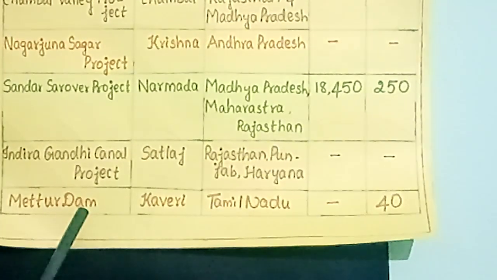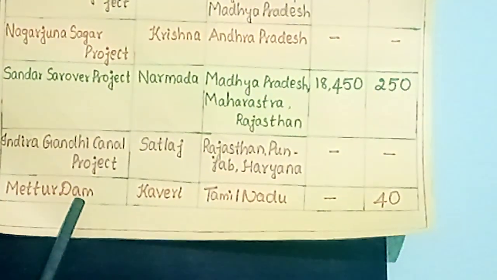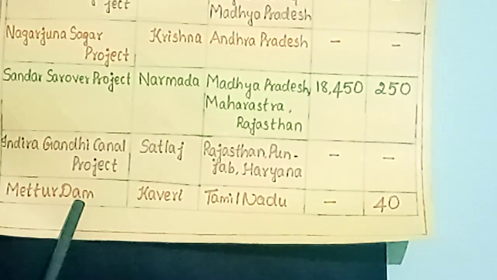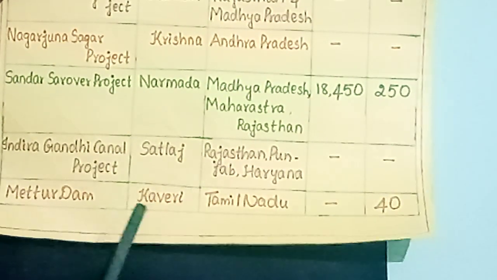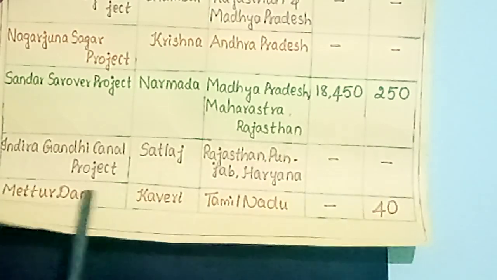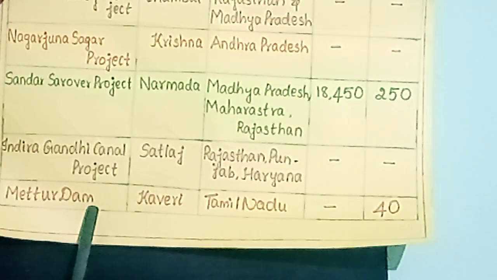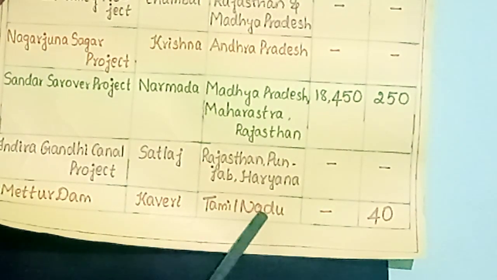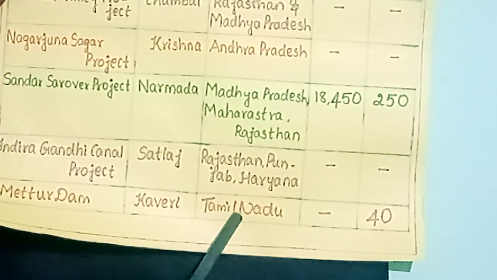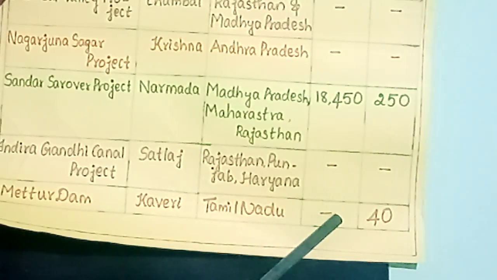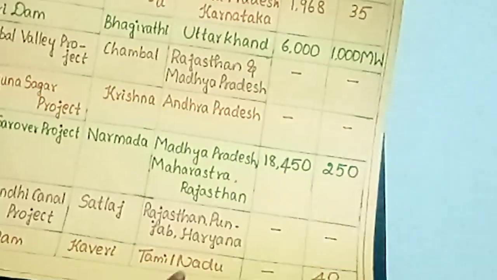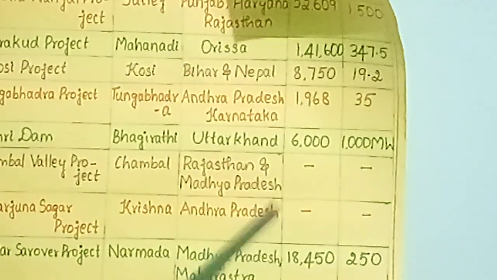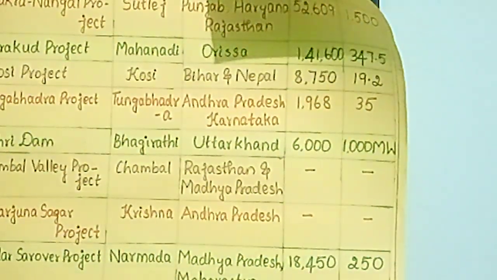The last one is Mettur Dam. This dam is built across the river Kaveri. The benefit state is Tamil Nadu. It does not support irrigation, but 40 megawatt electricity is produced in this particular dam's water.